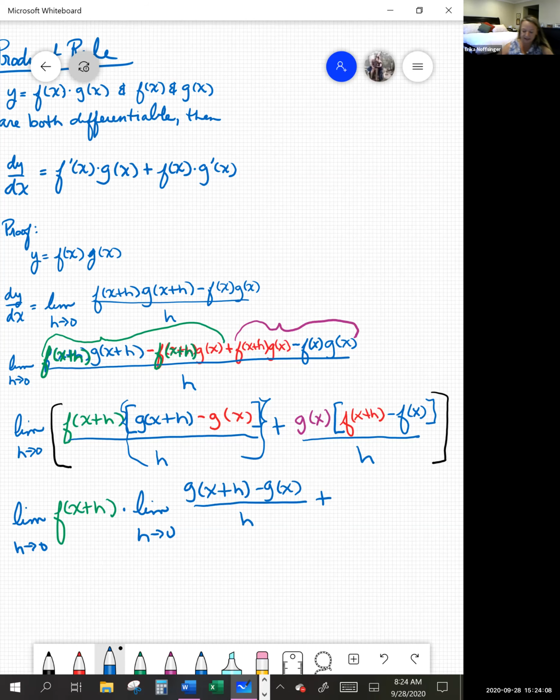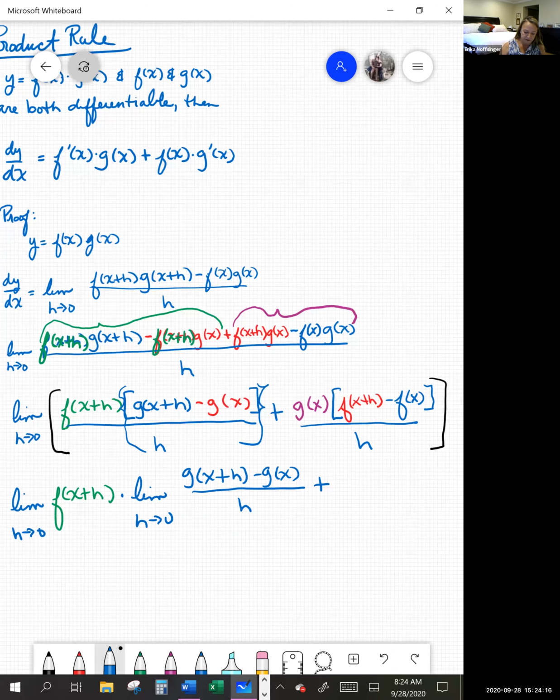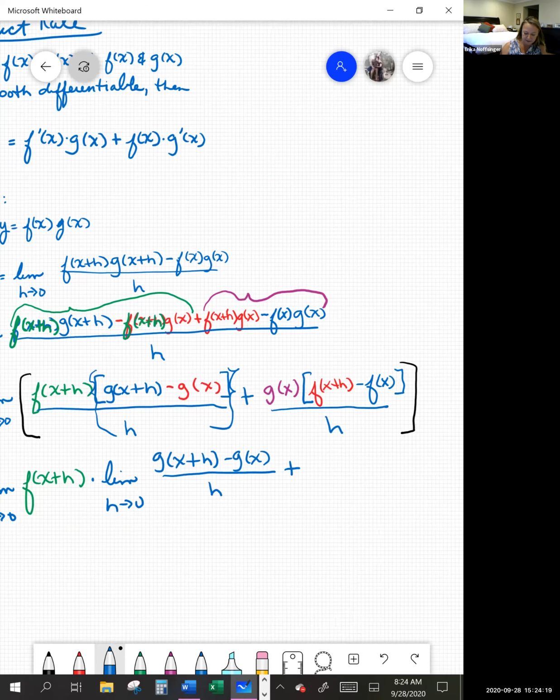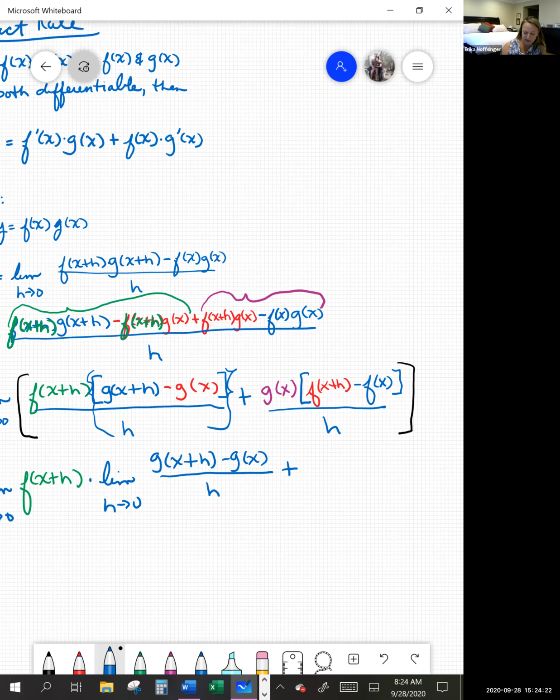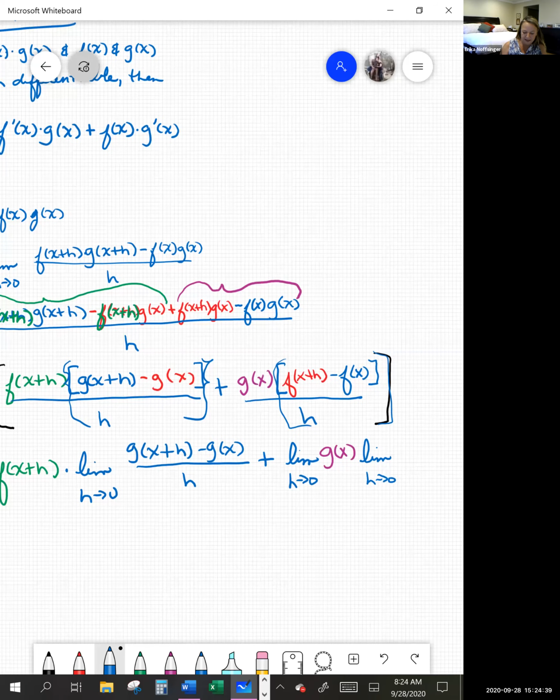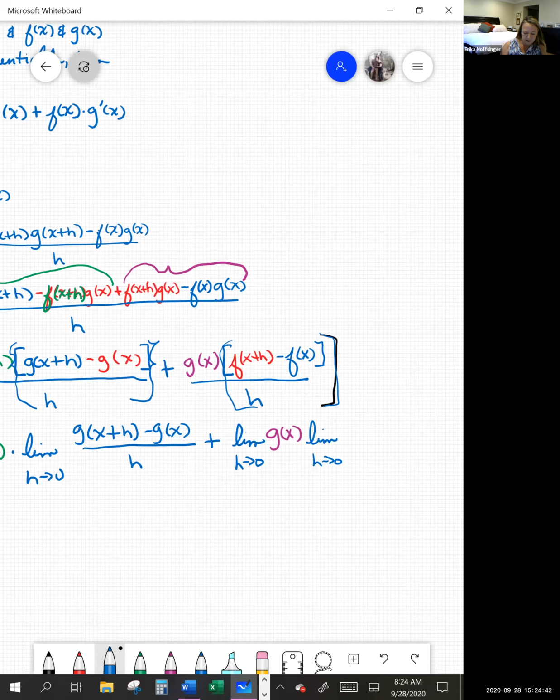For the limit of the second function, that second fraction, we're going to do the same thing. We're going to look at the limit of the piece that we pulled out, g of x. So the limit as h goes to 0 of g of x times the limit as h goes to 0 of that second piece, which was f of x plus h minus f of x all over h.